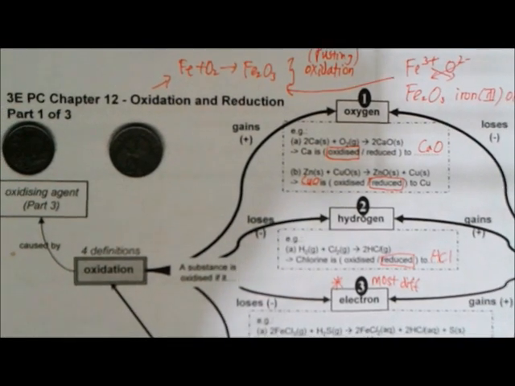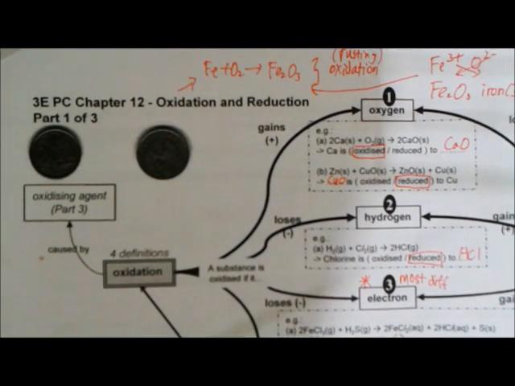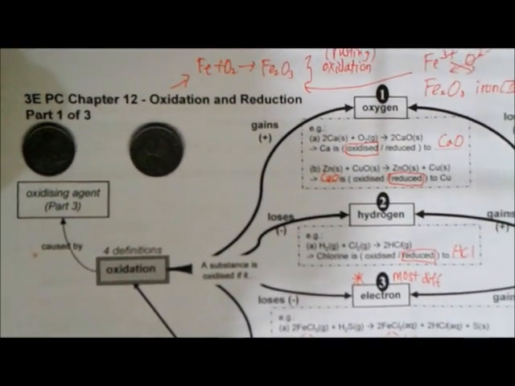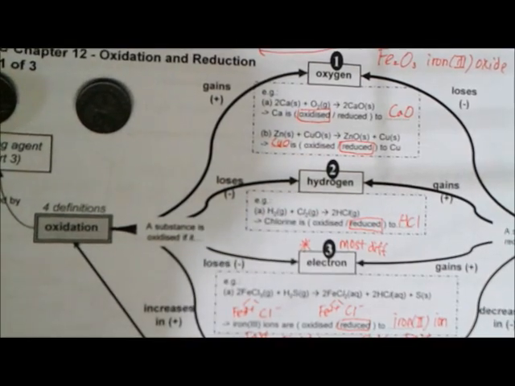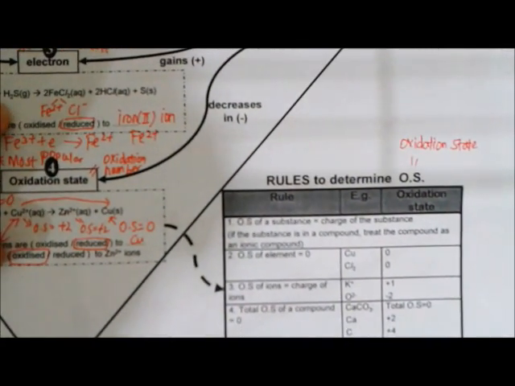This is a revision video on the Redox chapter as well as the first page of the metals chapter. Now for oxidation and reduction, or redox, the first thing that you need to know is the four definitions for oxidation and reduction: oxygen, hydrogen, electron, and oxidation state. Now for oxidation state, you need to know how to calculate it.